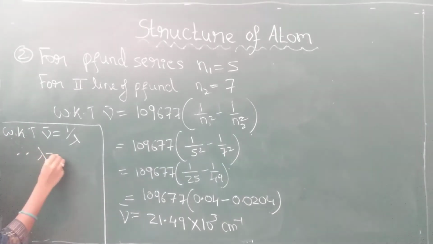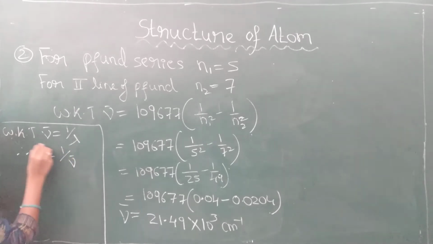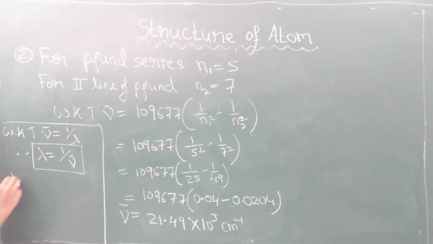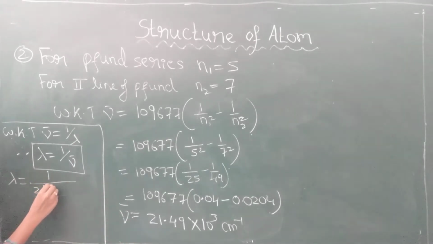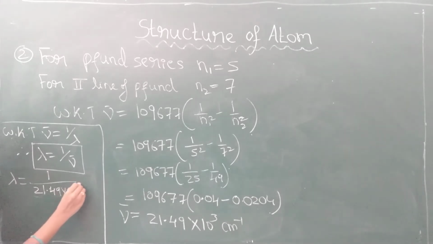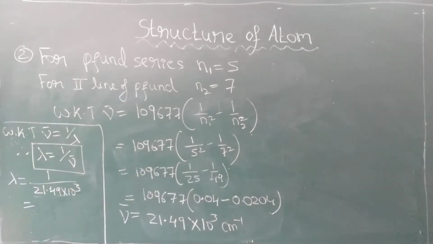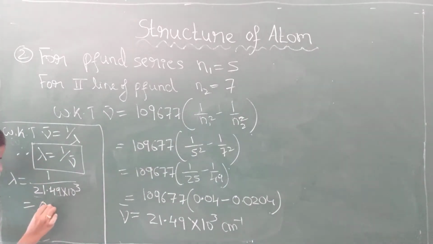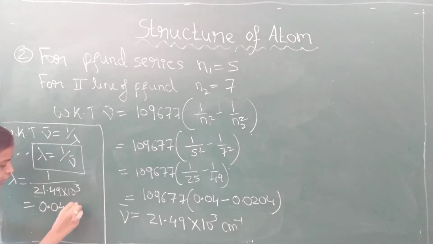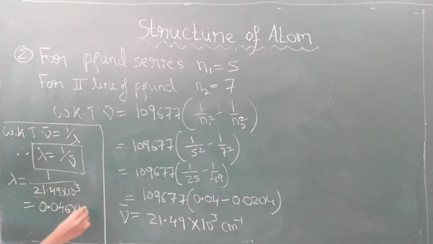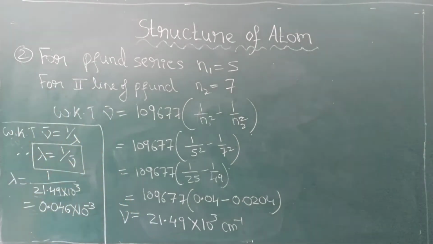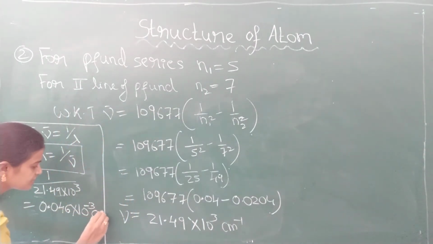Therefore, lambda is equal to 1 by nu bar. Yes or no? So lambda is equal to 1 divided by the nu bar value we got, 21.49 into 10 raised to 3. After simplification we will get 0.046 into 10 raised to, if it comes up, it will be minus 3. Then what is the unit? Centimeter. Wavelength is expressed in terms of centimeter here.